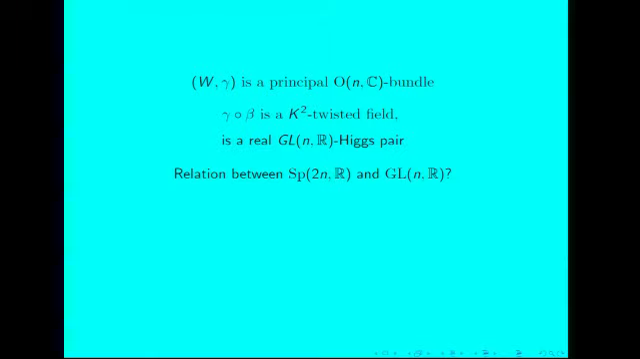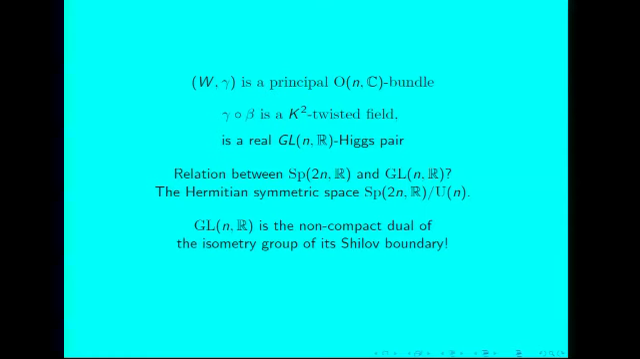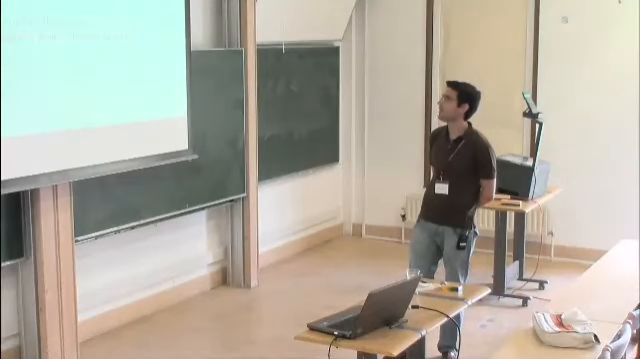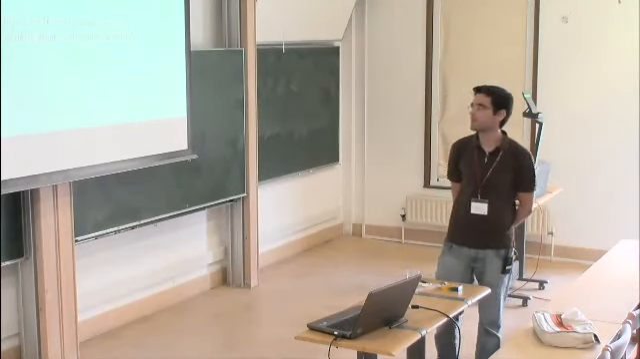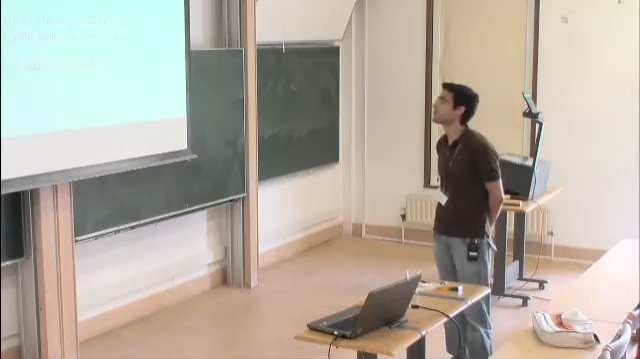So the answer is in the Hermitian symmetric space Sp(2n,R) quotient by U(n), and we could say that this GL(n,R) is the non-compact dual of the isometry group of its Shilov boundary, but we'll make sense of this later. Somehow I wanted to show that this Hermitian symmetric space geometry gives us a correspondence.